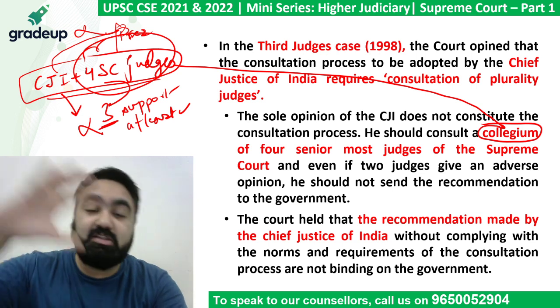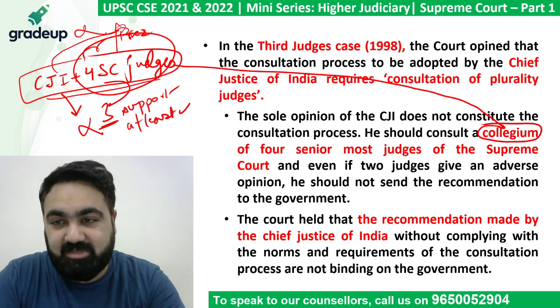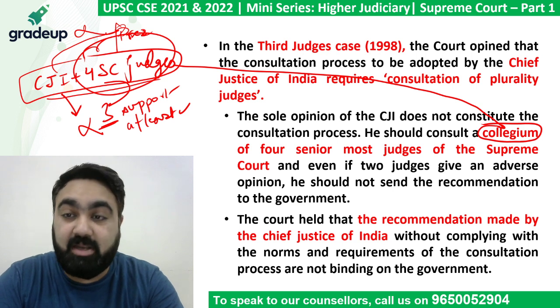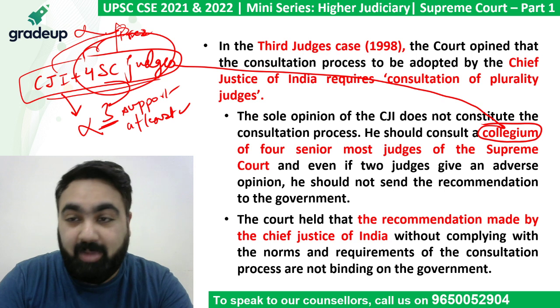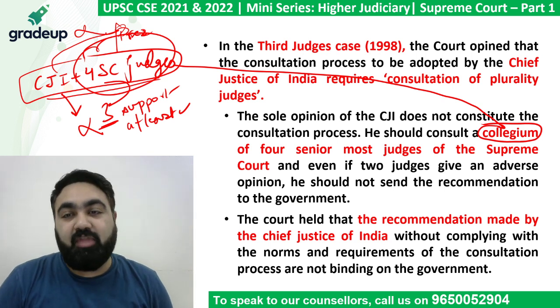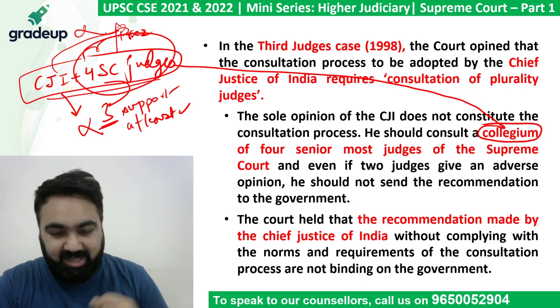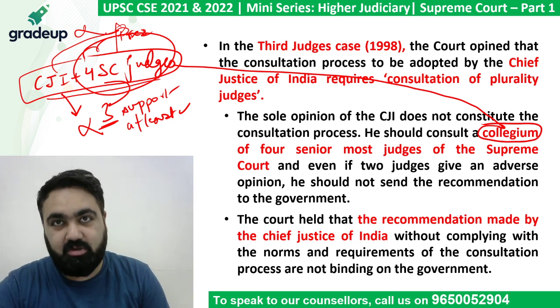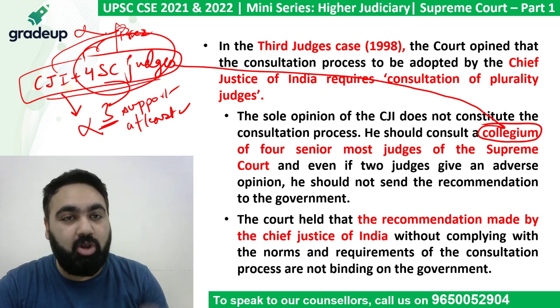So this is what the three judges cases are. This is what led to the beginning of the collegium system. And as I said, the collegium system, interestingly, is not mentioned in the constitution. It's not mentioned in any parliamentary law. It is just an invention of the Supreme Court. They themselves have invented something like this to give themselves the power to decide who will be the next Supreme Court judge. This process of appointment or this method of appointment is followed even today.